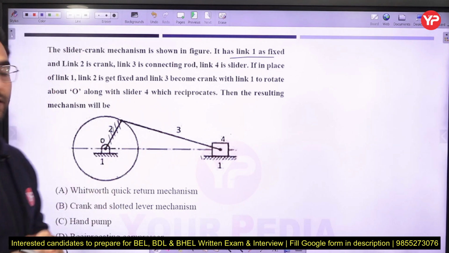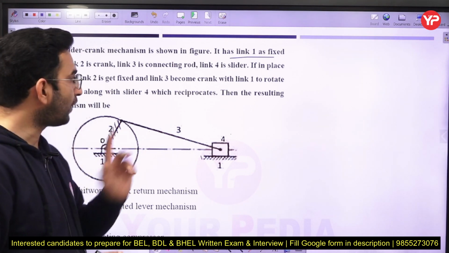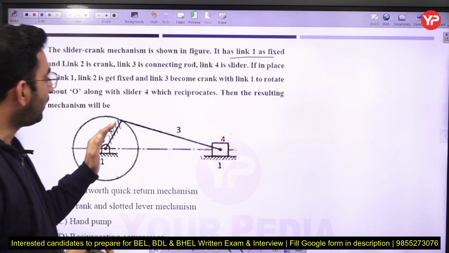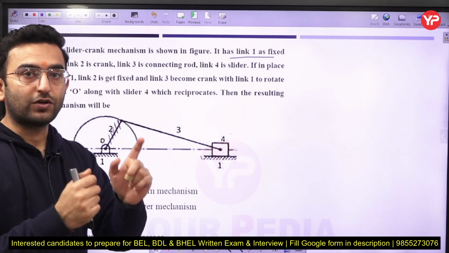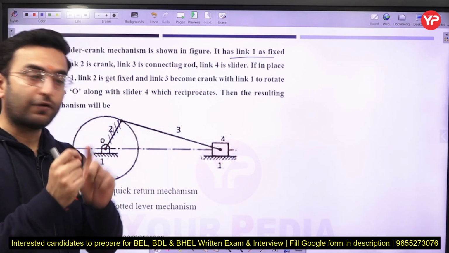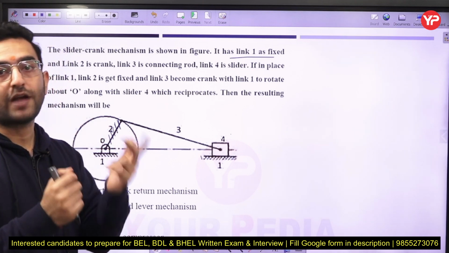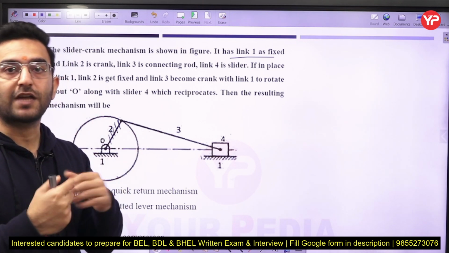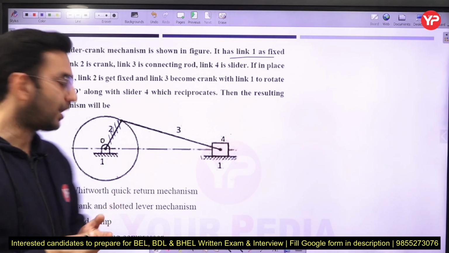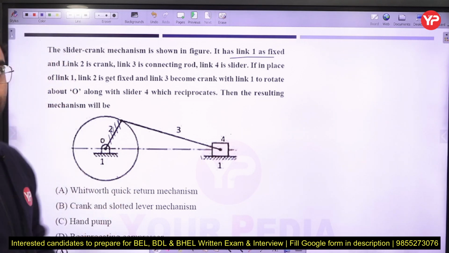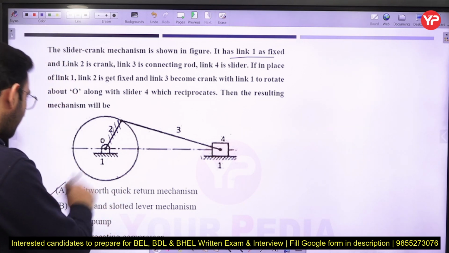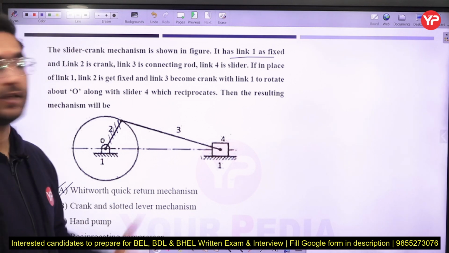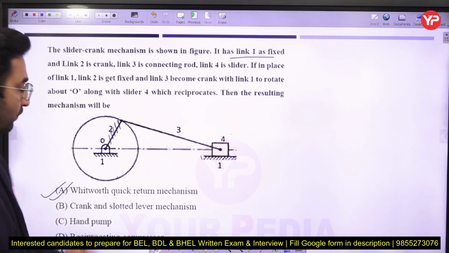Then what will happen here? You can see now the inversion will be different. Whenever you are fixing the crank, you get two different types of inversions. The first one is known as the Whitworth quick return mechanism and the second one is known as the rotating engine basically. Out of these four options, option number A, Whitworth quick return mechanism, will be the correct answer.